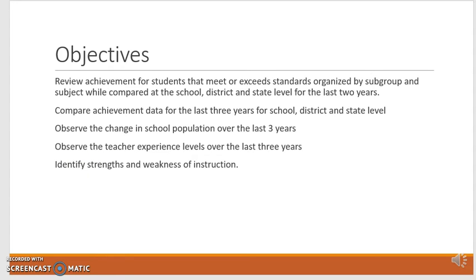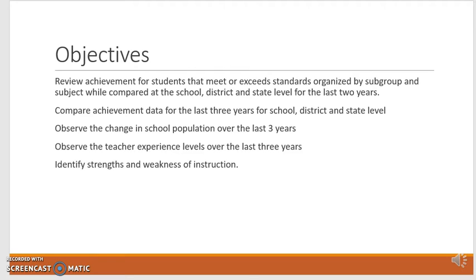The objectives of this data overview are to review the achievement for students that meet or exceed standards, organized by subgroup and subject while compared at the school, district, and state level for the last 2 years; to compare achievement data for the last 3 years for school, district, and state level; and to observe the change in school population over the last 3 years.